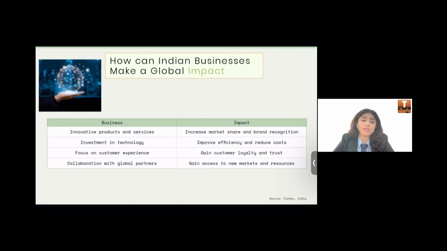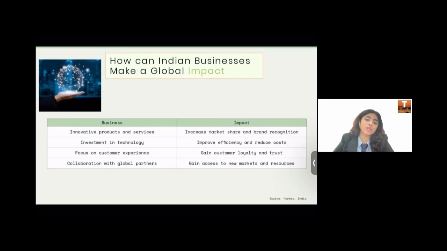Second can be investing in employee training and development. So if you have the talent, there should also be some sort of training program, which can provide some development opportunities to enhance employees' global business acumen, cross-cultural communication skills, and understanding of international markets.